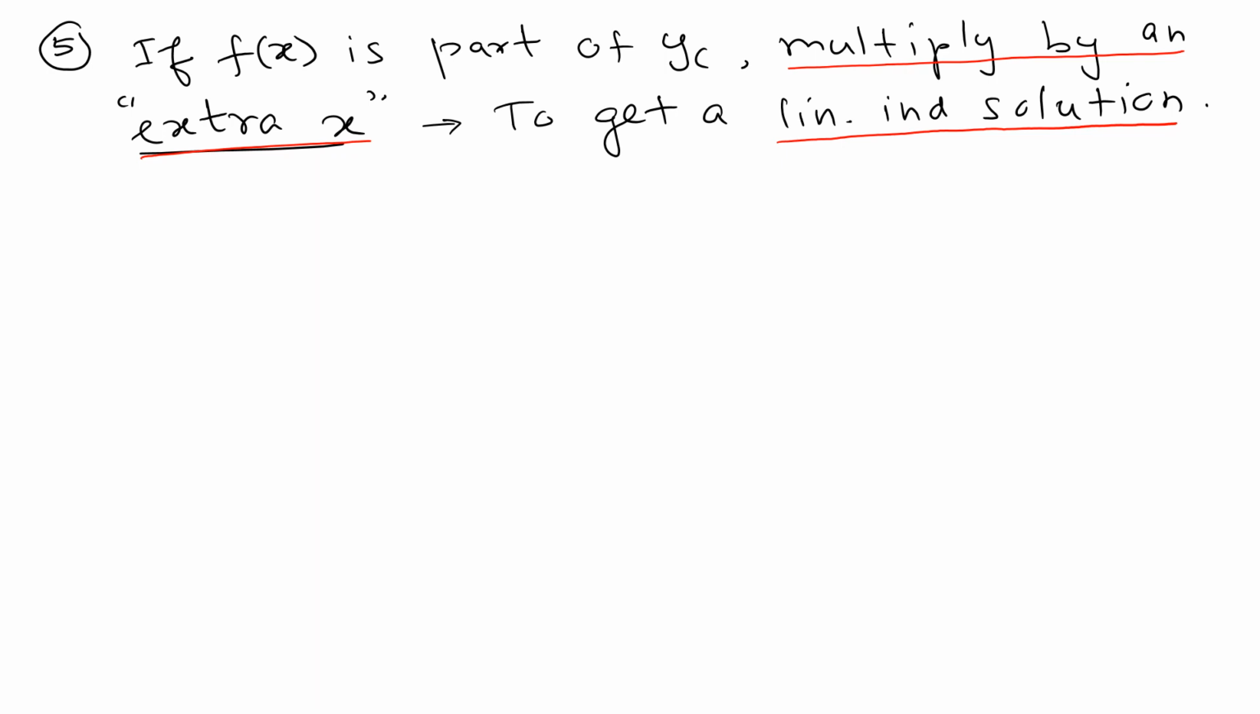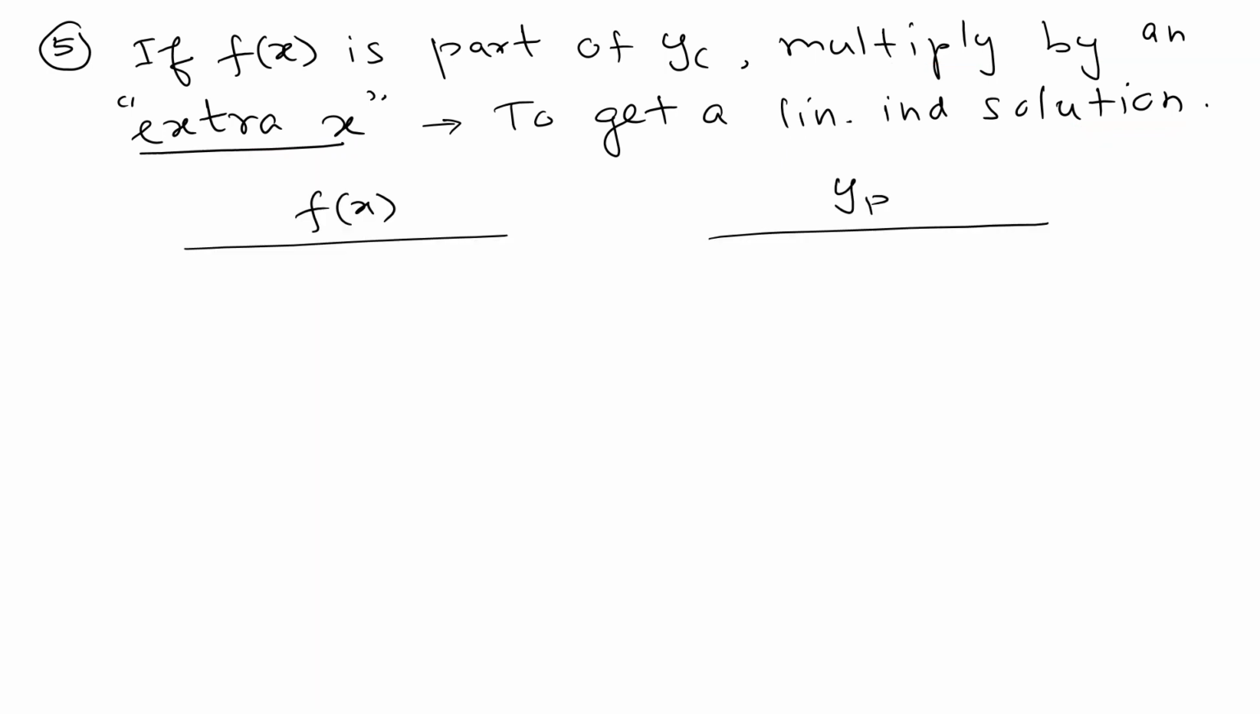We also need to know how to write the particular form. For example, if you have f(x), these are the corresponding YP. For the first type, if you have e to the alpha x, where alpha is just a number, your YP is going to be A e to the alpha x. You just add an extra A in front. That's the form of YP.